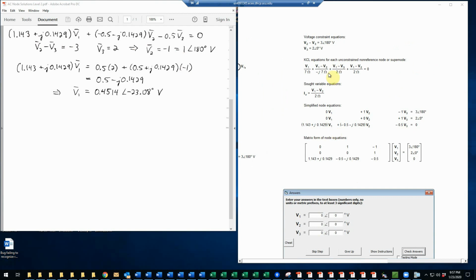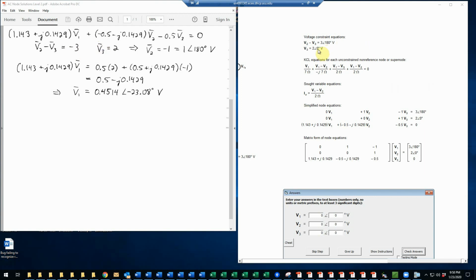of this third equation, which is the KCL equation, the more complicated one. So I've just written that here, 1.143 plus j 0.1429 v1, et cetera, times v2 minus v3. So again, it's just transcribing that equation for the third equation, that is, this one. Okay, and the right-hand side was 0 there. I also know that v2 minus v3 is 3 angle 180, and I've written that more simply as just -3, because you remember on the Argand diagram that -1 is equal to just 1 angle 180.